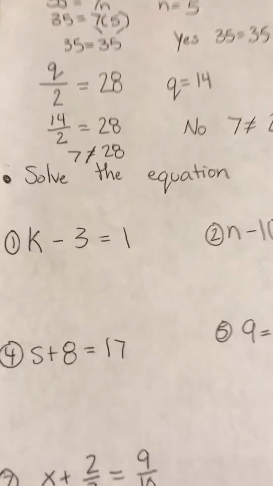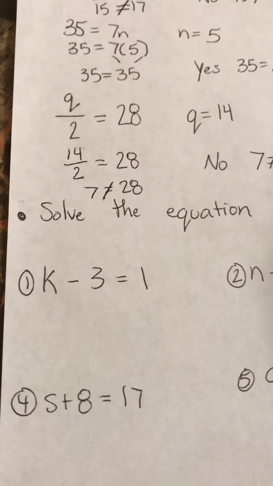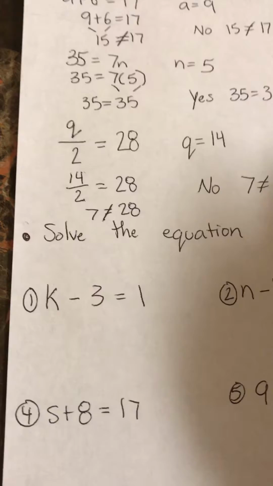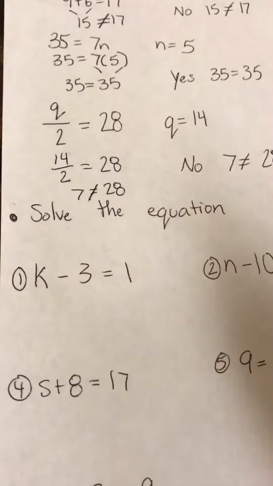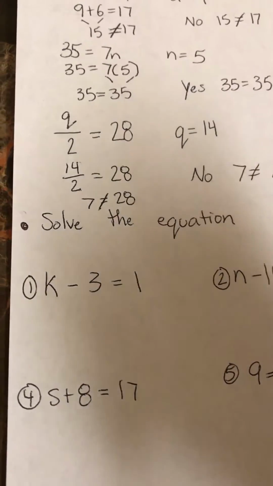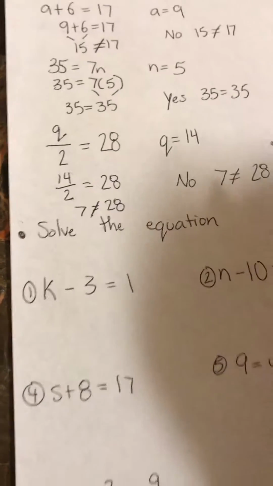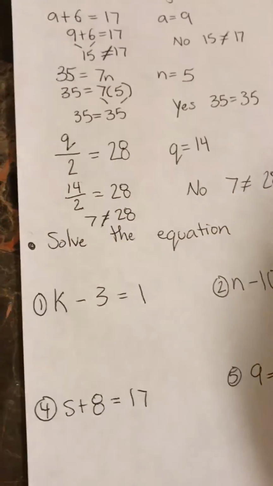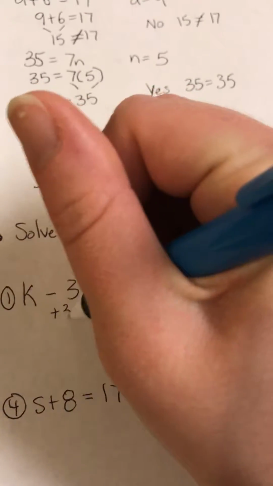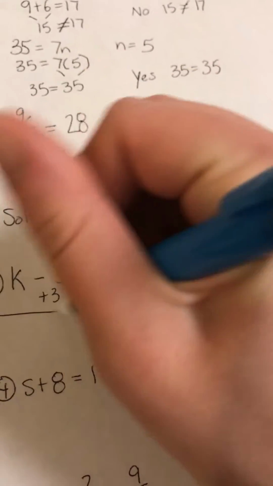k minus 3 equals 1. We have to figure out if this is true. Okay, we have to figure out what k equals. Not if it's true or not, my bad. You're going to figure out what k equals in the end. So we have k minus 3 equals 1. We need to get k by itself. So to do that, we're going to go plus 3 on both sides.